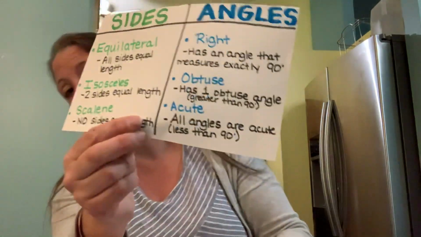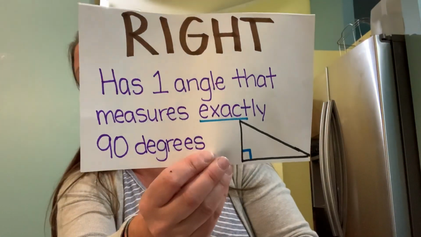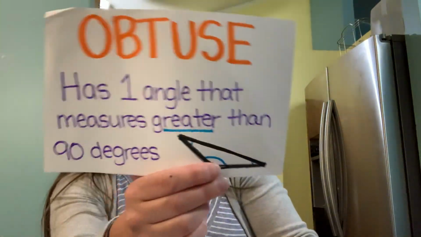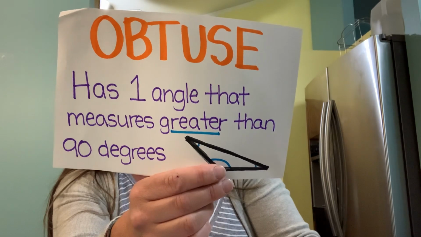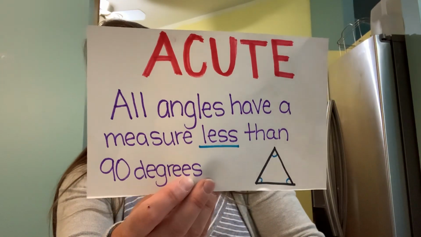Okay? So just a review. Triangles can be named based on their sides and their angles. If we want to name them based on their angles, we can name them either right, obtuse, or acute. A right triangle has exactly 1 angle that measures 90 degrees. An obtuse triangle has 1 angle that measures greater than 90 degrees. And finally, an acute triangle is a triangle that has all angles being acute or less than 90.